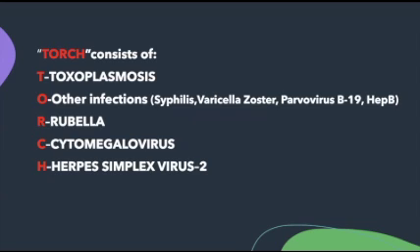So what does TORCH syndrome mean? T stands for toxoplasmosis. O stands for other infections like syphilis, varicella zoster, or parvovirus. R for rubella. C for cytomegalovirus, and H for herpes simplex viruses too.